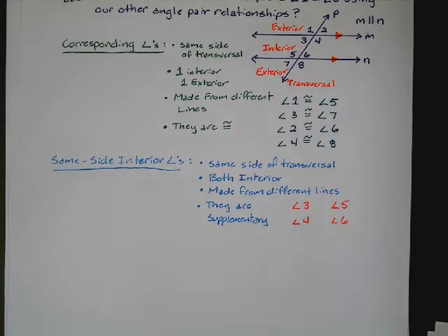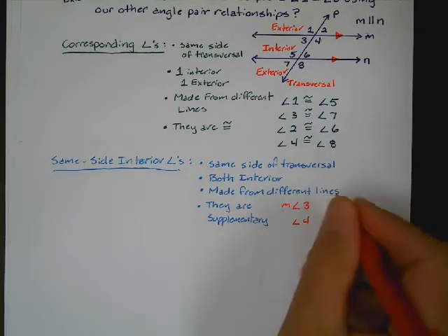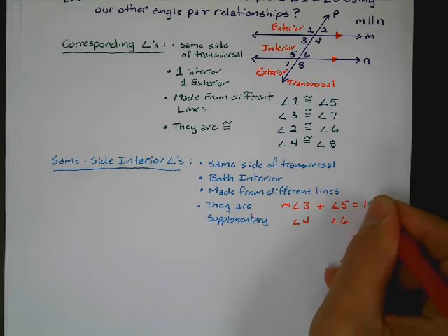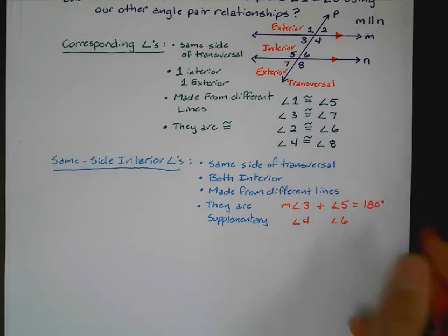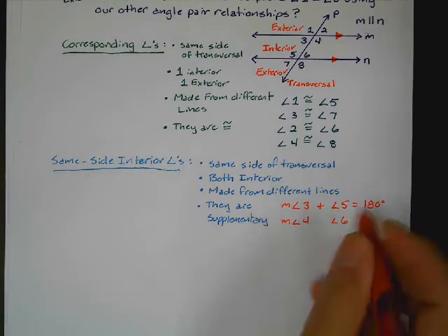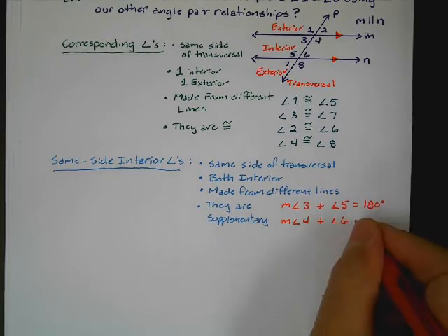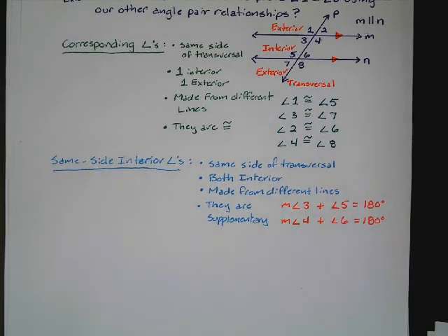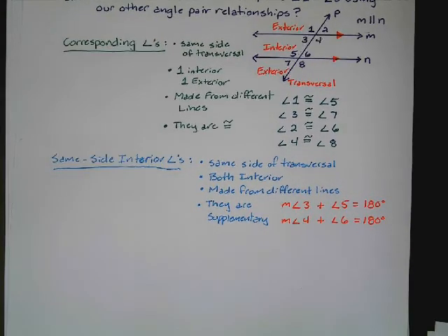So let's fix this. We can say that the measurement of angle 3 plus the measurement of angle 5 equals 180 degrees. The measurement of angle 4 plus the measurement of angle 6 equals 180 degrees, because same side interior angles are supplementary. All right, we got 2 more.